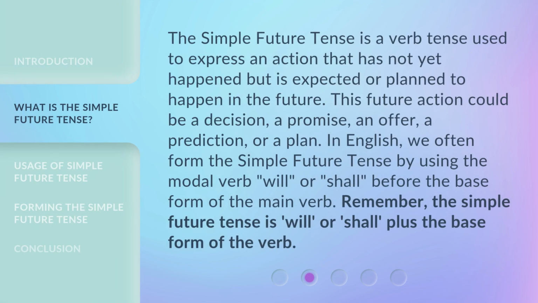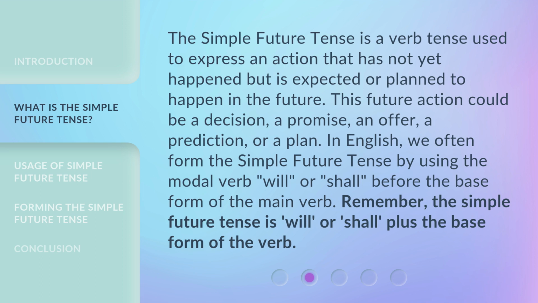The simple future tense is a verb tense used to express an action that has not yet happened but is expected or planned to happen in the future. This future action could be a decision, a promise, an offer, a prediction, or a plan.